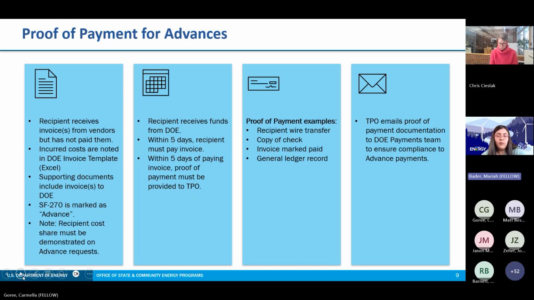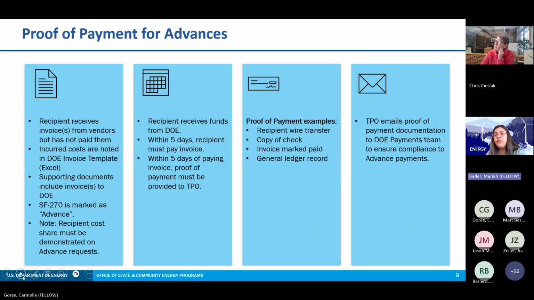So you, as the recipient, will receive an invoice or invoices from vendors that are not paid. You will then input those incurred costs into that DOE invoicing template, which they will go through in more detail later, along with any other supporting documentation to your TPO. And that supporting documentation are going to be your vendor invoices or any other documentation that the invoice has been paid.